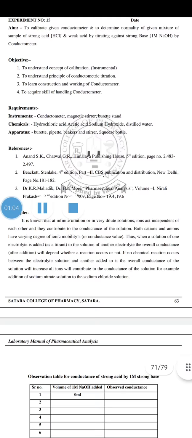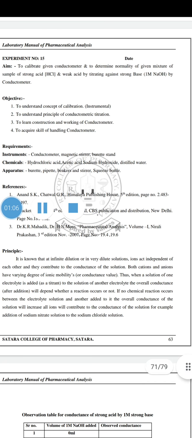Then the principle of this experiment. It is known that at infinite dilution, or in very dilute solution, ions act independently of each other and contribute to the conductance of the solution. Both cations and anions have varying degrees of ionic mobilities. When a solution of one electrolyte is added to the solution of another electrolyte, the overall conductance will depend on whether a reaction occurs or not.